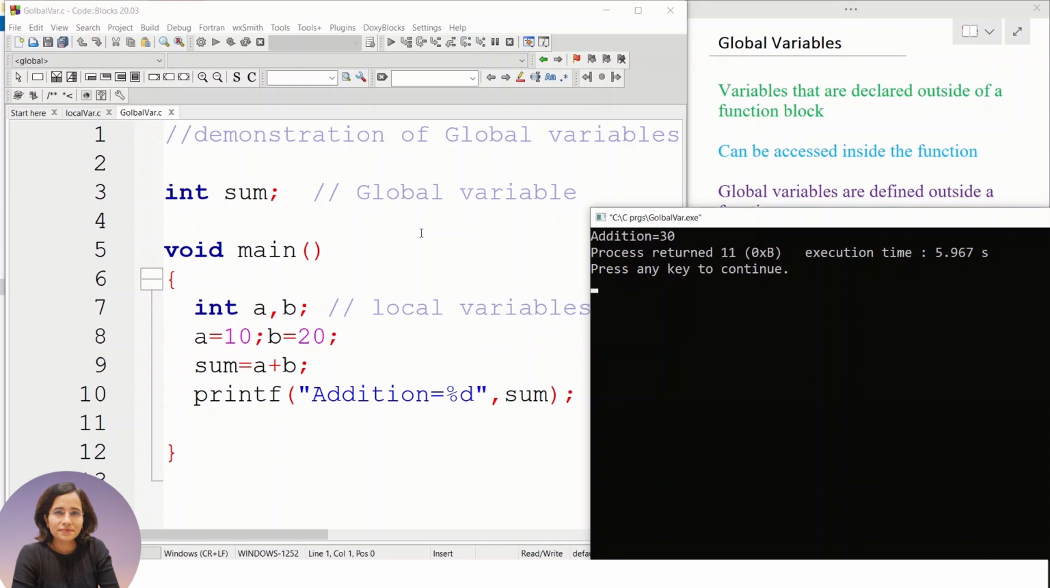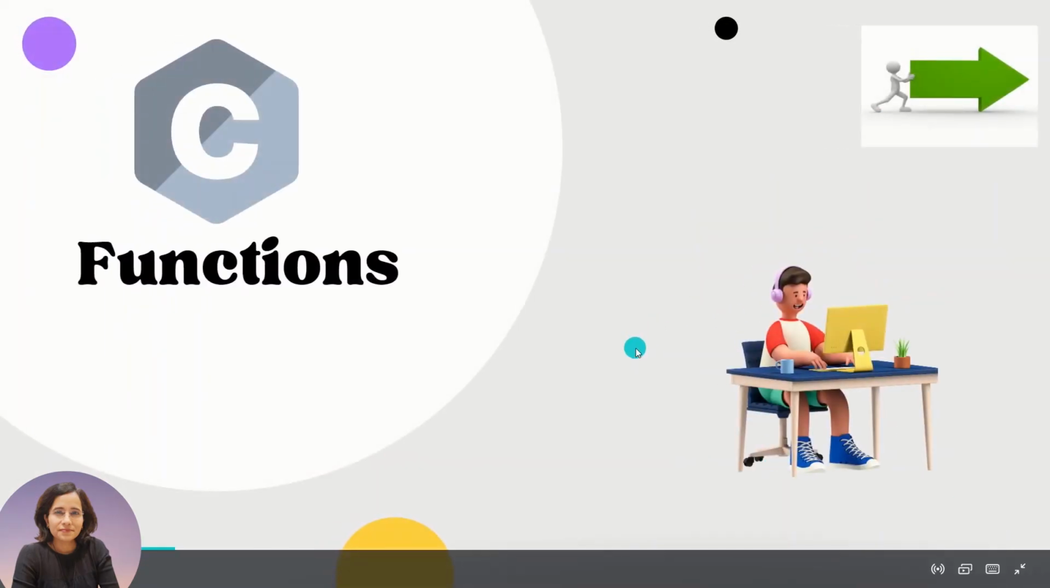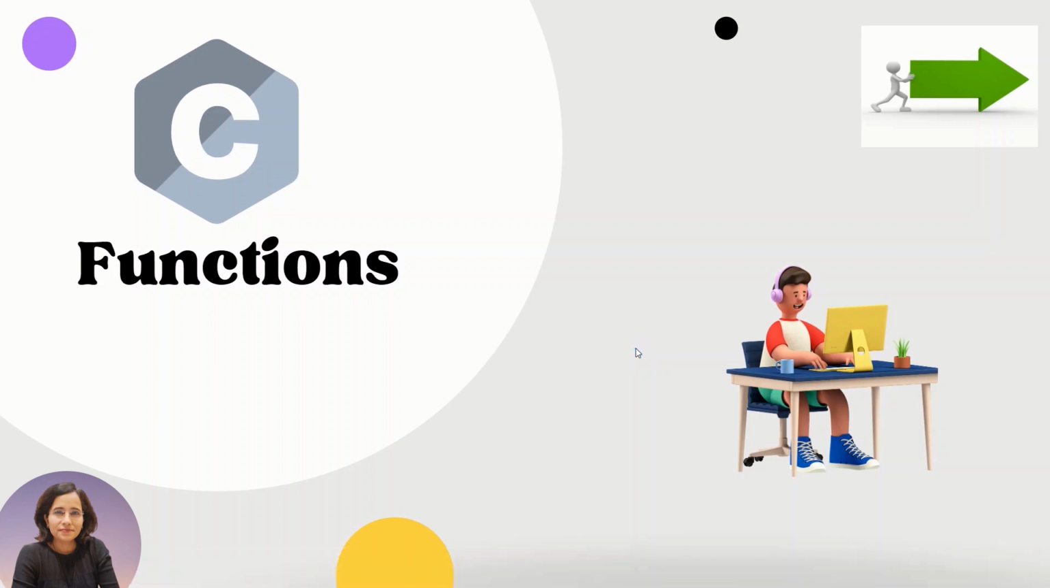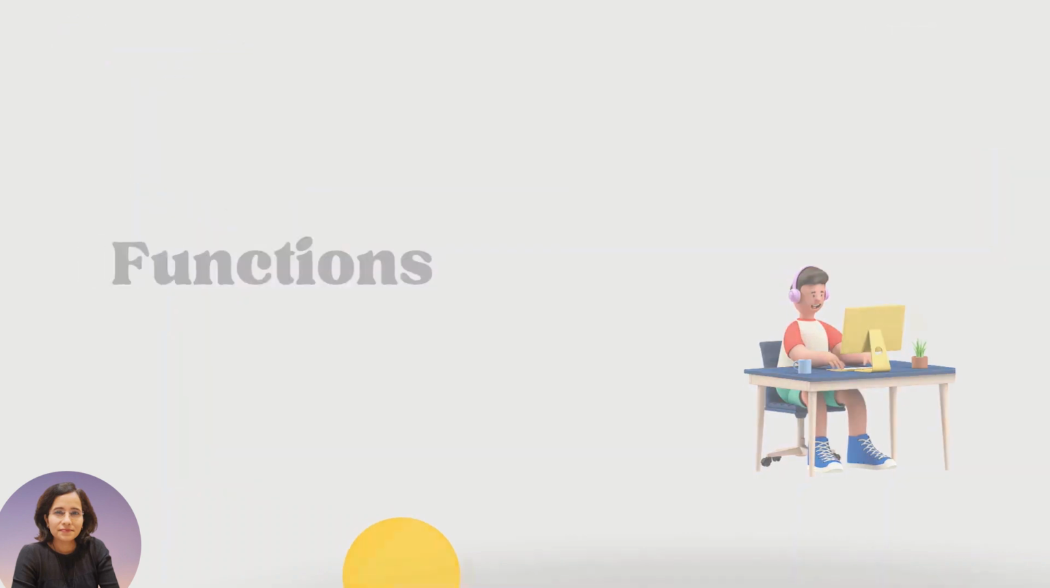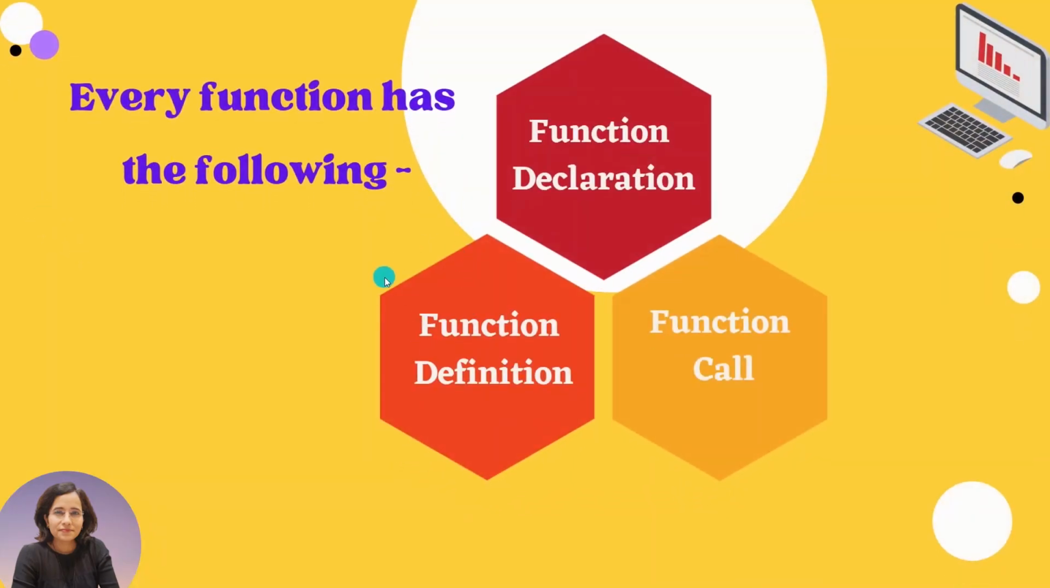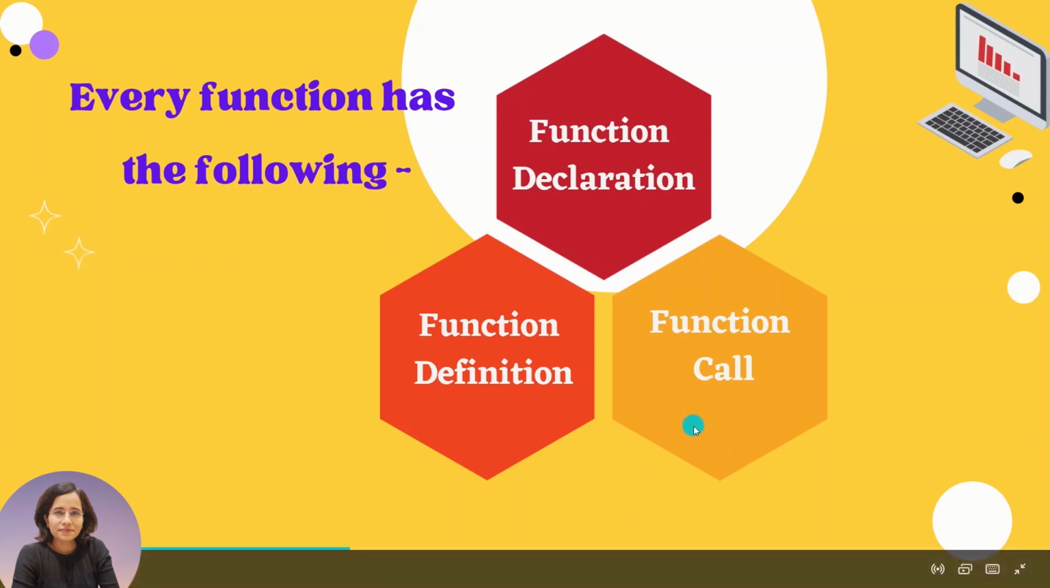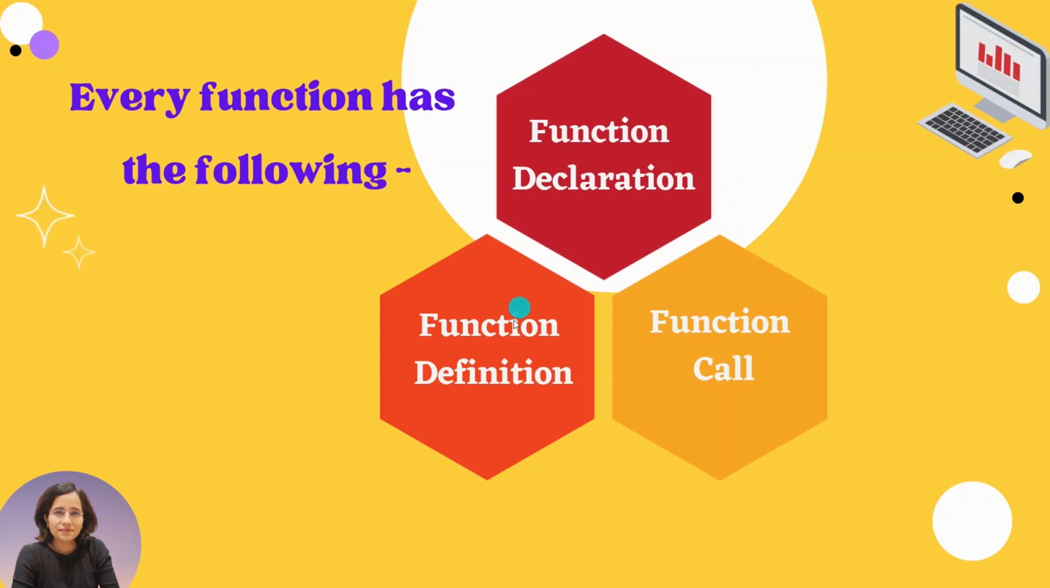Hi, welcome back to the module functions. In this video, I will be explaining how to define a user-defined function. So let's get started. Whenever you want to design any user-defined function, you should mention these three things. First is function declaration, then you should write the function definition, then we have to call that function. So let's understand how to do this.